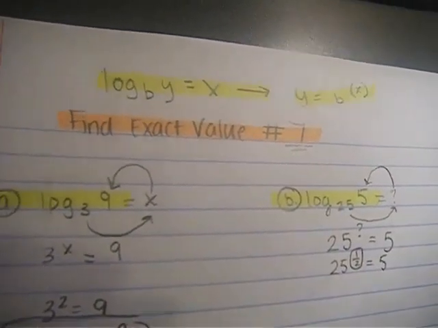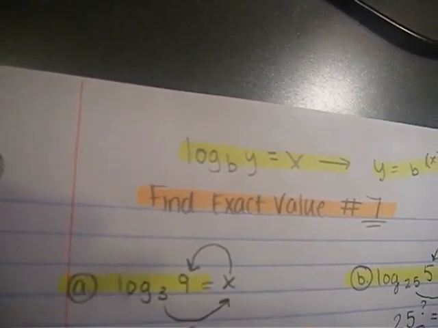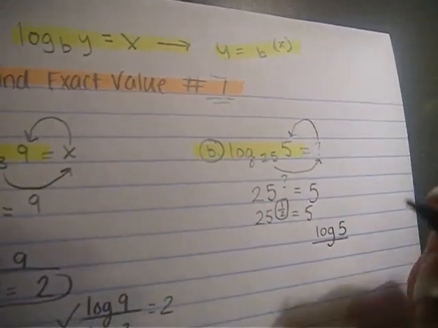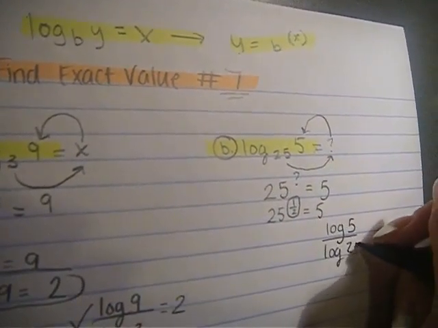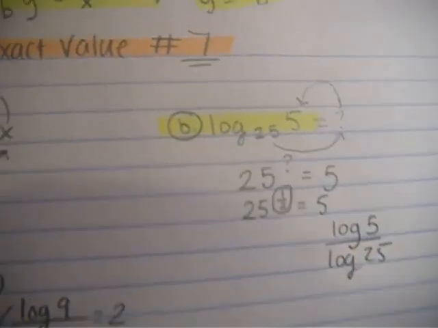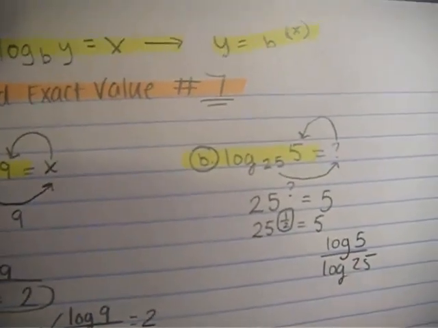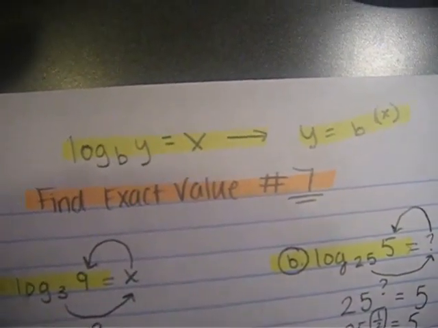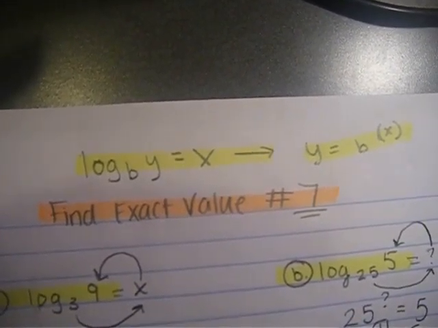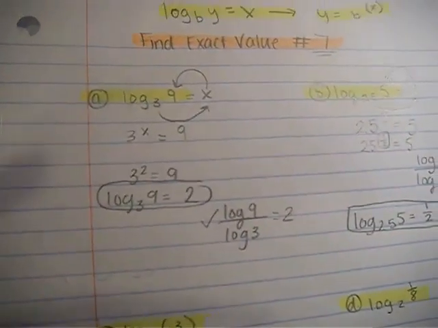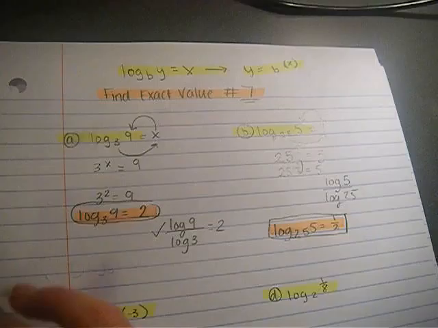And once again, you can check this by going log 5 divided by log of 25. And it does turn out to be 1/2. It turns out to be 0.5 in your calculator. So your answer is 1/2. Alright, 2 more to go.